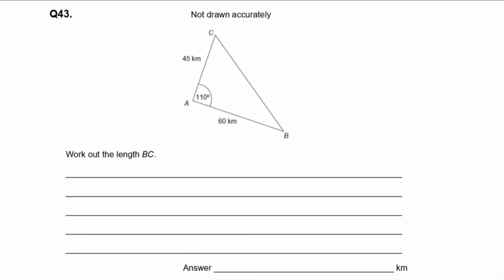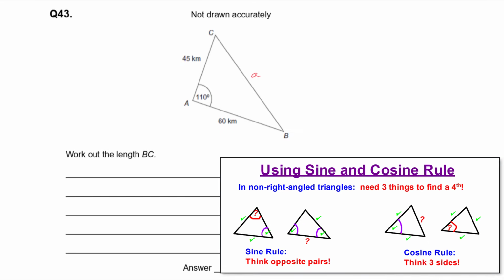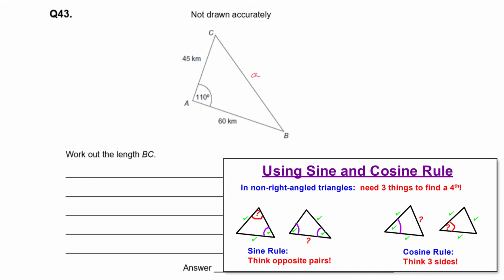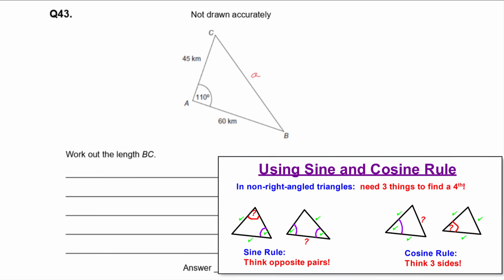Question 43, work out the length BC. So BC is the side opposite A, so let's call it a. Now this is another cosine rule question, because even though I don't have 3 sides, I've got 2 sides and an included angle, but I want the 3rd side. So either you've got the 3 sides or you want the 3rd side, then it's the cosine rule.